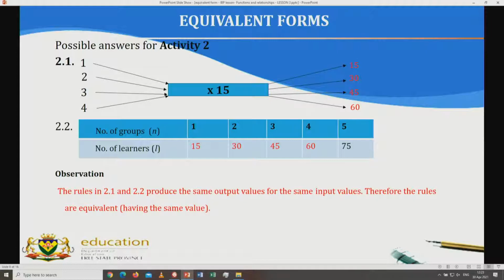The input values are 1, 2, 3, 4, 5, 6, 7. We can add up to 10 input values. Then if the rule produces the same output value for the same input value, therefore those two rules are equivalent, meaning that those two rules are having the same value. Remember, a rule is the relationship between a set of input values and a set of output values.